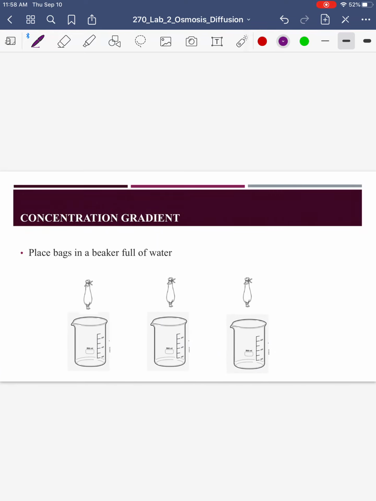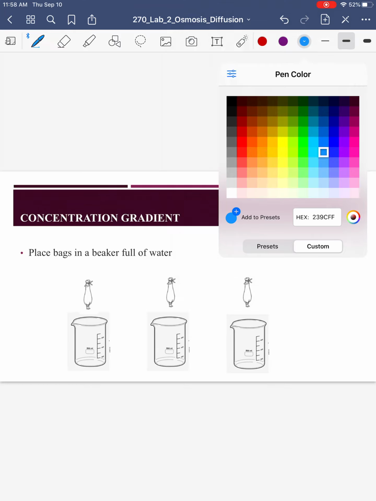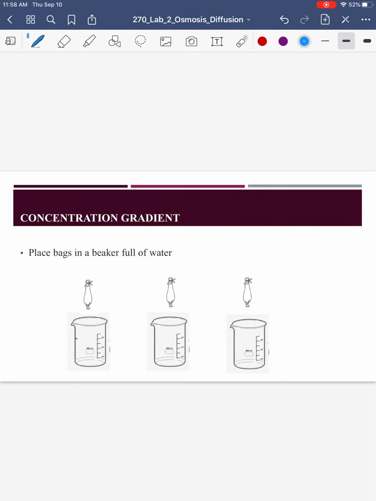Excellent. So now we put each bag into a beaker of water. And just to make sure we look at water, just imagine there's water. Okay, so we submerge these bags, and remember, one of them was a 25% sugar, one was a 50% sugar, and one was a 75% sugar. And we're going to submerge them each in a beaker full of 100% water.